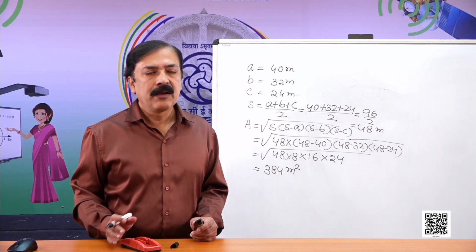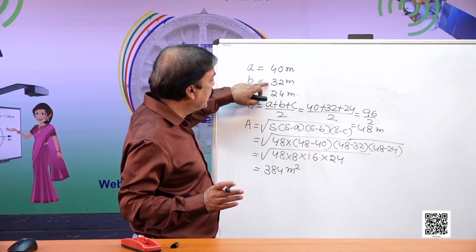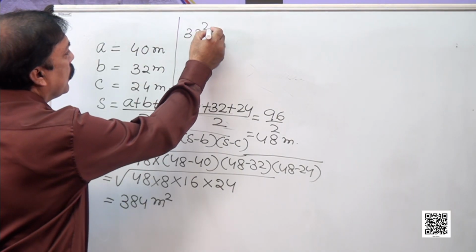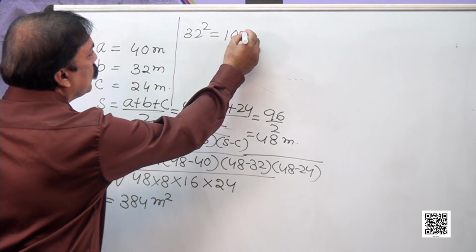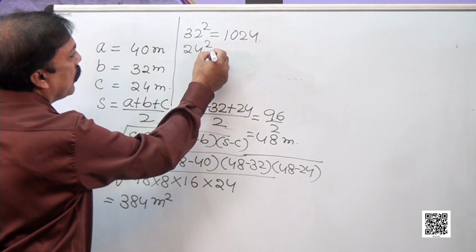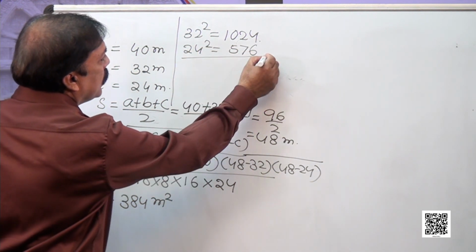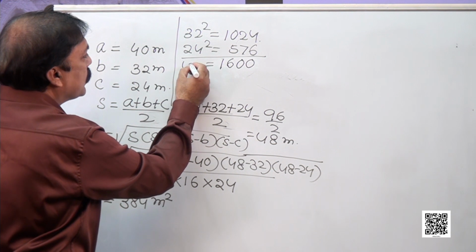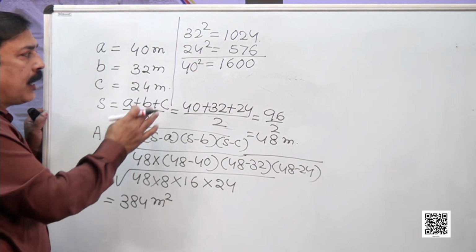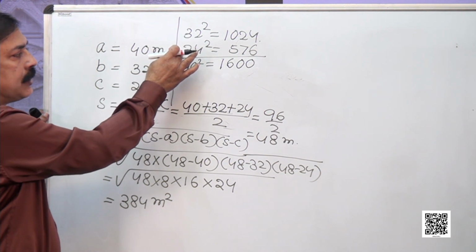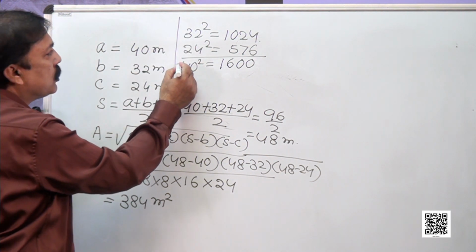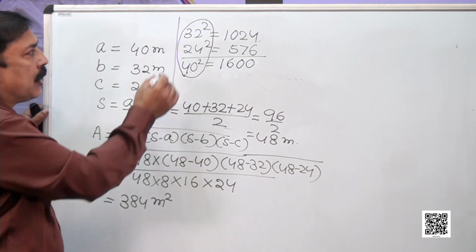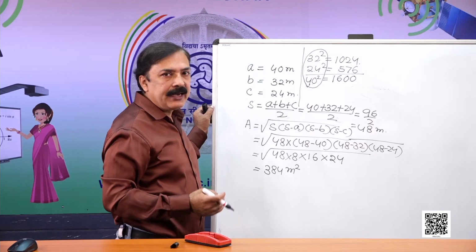If we look at these figures, that is 40, 32 and 24, we can say that 32 square is 1024 and 24 square is 576. If you add these two, this is 1600, which is same as 40 square. Here sum of two squares is equal to the third square, so this constitutes a Pythagorean triplet. That means 40 is the hypotenuse and 32 and 24 are the height and base.